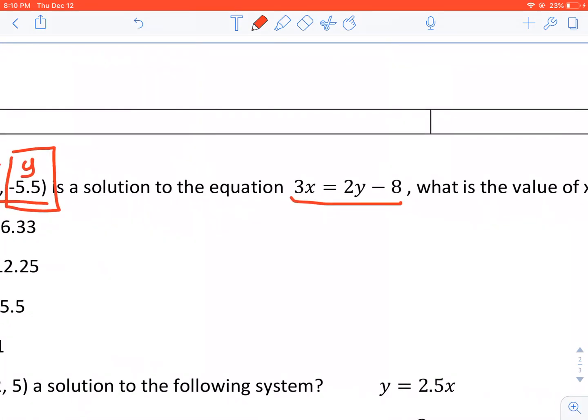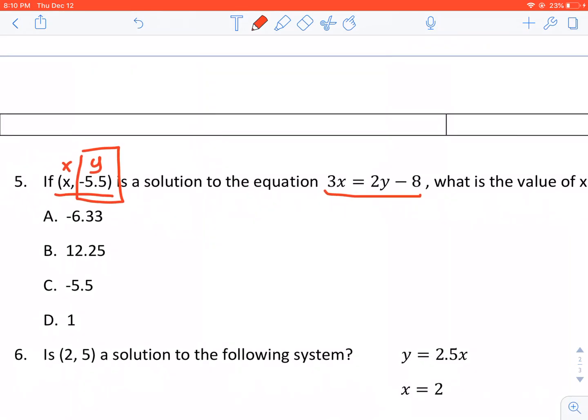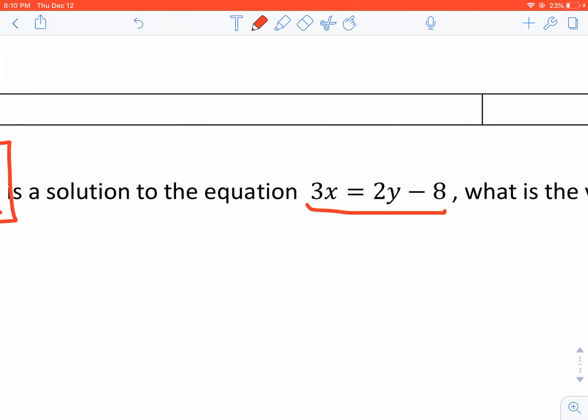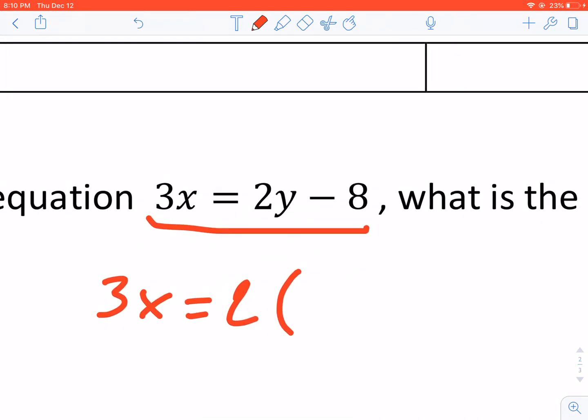Just like we've learned before with substitution, we can substitute in this y. It's basically already done one part for us, and we're just doing the second part, kind of like when we do the substitution method, where we figure out one of them and then plug it into the original equation. That's what we're doing right here. So you could do 3x is equal to 2 times (-5.5) minus 8.